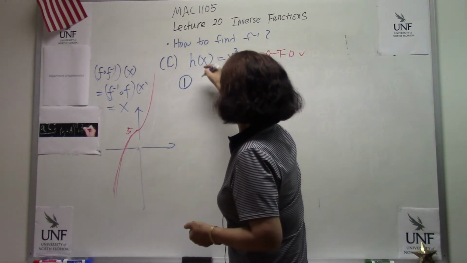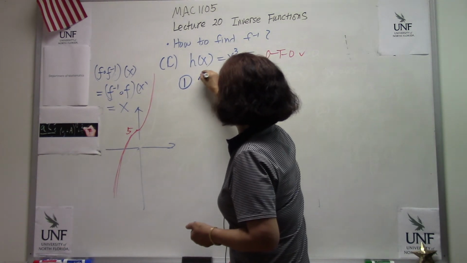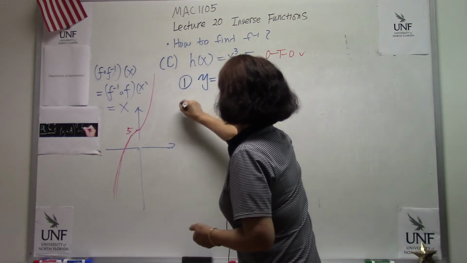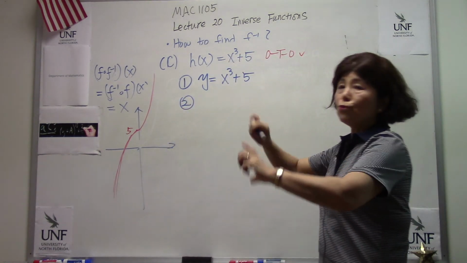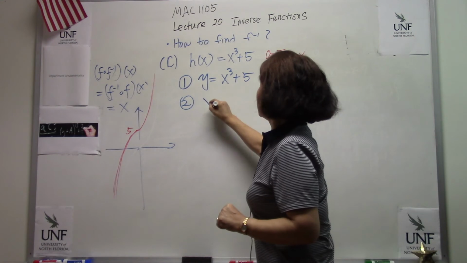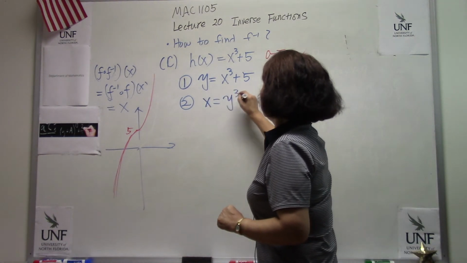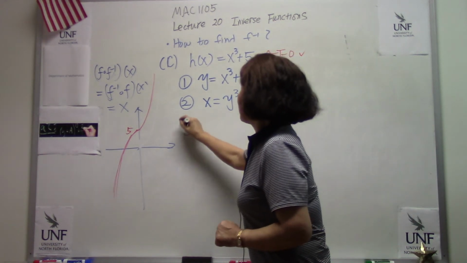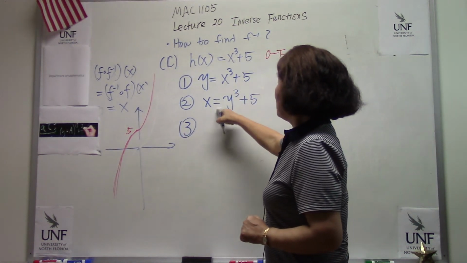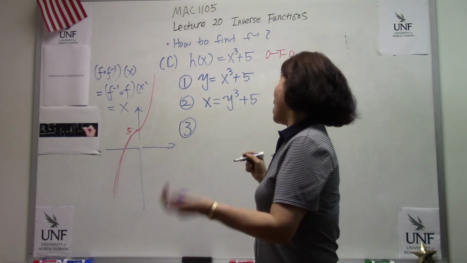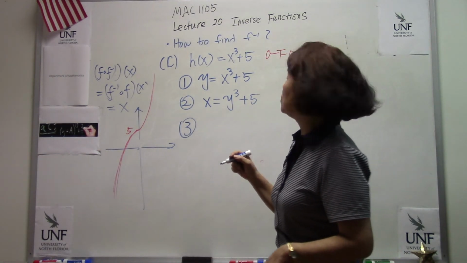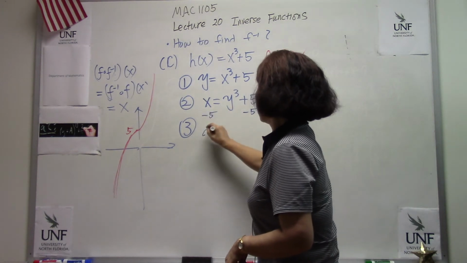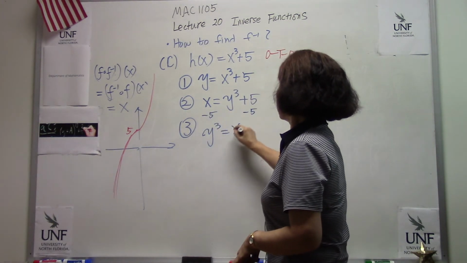Bring in y. So instead of h of x, you are going to put y equals x cubed plus 5. The second step, you are going to swap x and y. So x equals y cubed plus 5. So far so good? Well, step 3, you are going to solve for y. Before you get to y, you have to leave y cubed by itself. So subtract 5 from both sides and make it y cubed equals x minus 5.